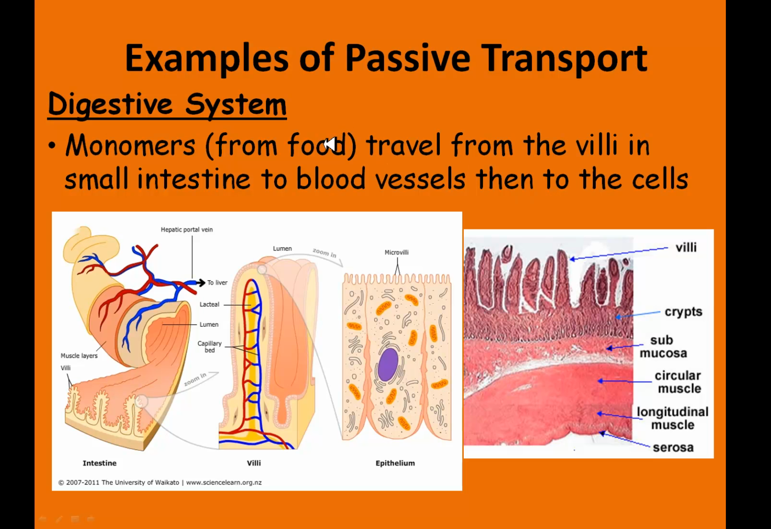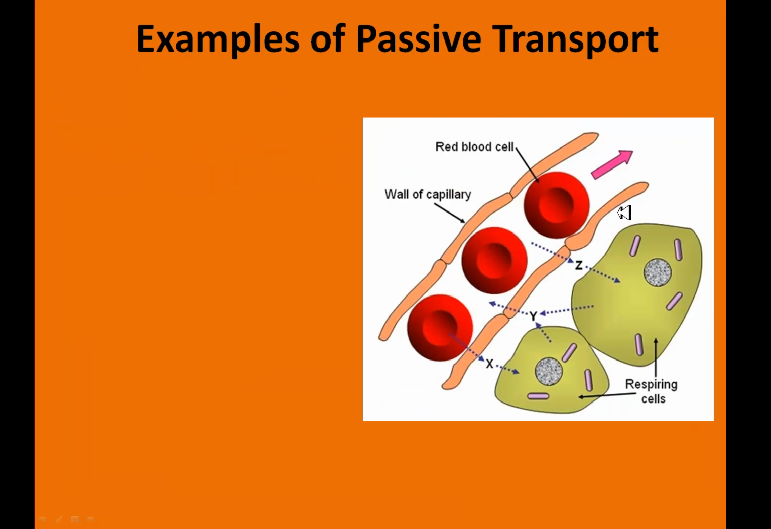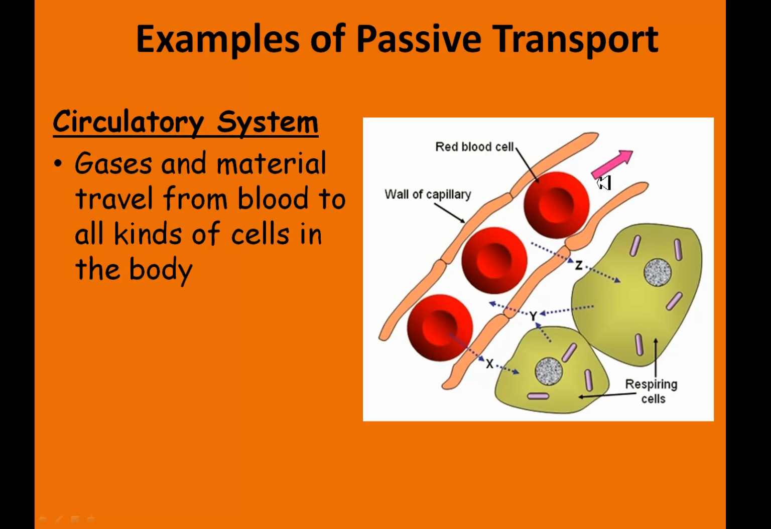So monomers from food travel into the villi, from the small intestine to the blood vessels, and then off to the cells. Another example is the circulatory system, where we actually get red blood cells moving through carrying oxygen, and the oxygen can go to the cells, as you can see, and we have material going from the cells to the red blood cells so it can get carried to the lung. So assume that Z is the oxygen and the Y is the carbon dioxide, and the X is going to be something else, maybe carbohydrates.